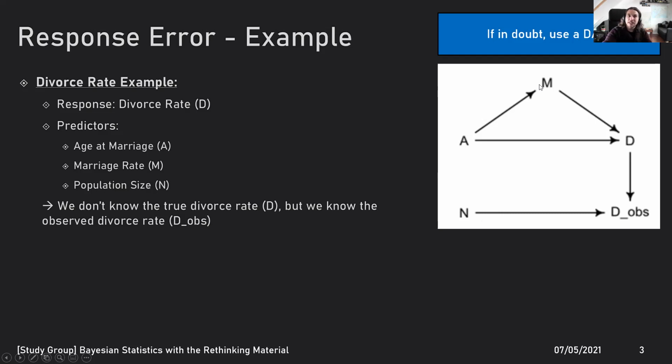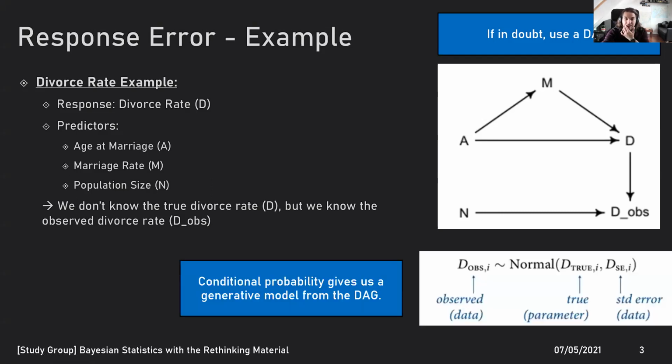Again, there are many competing DAGs here, as there are quite often, but for now, we'll just run with the assumption of this DAG. And once we have a DAG, we can just let conditional probability give us the generative model for our Bayesian approach, where in this case, we know that the observation of divorce rate is normally distributed, and it follows a distribution around the true divorce rate for each state, and then some standard error, which we actually get from the data.